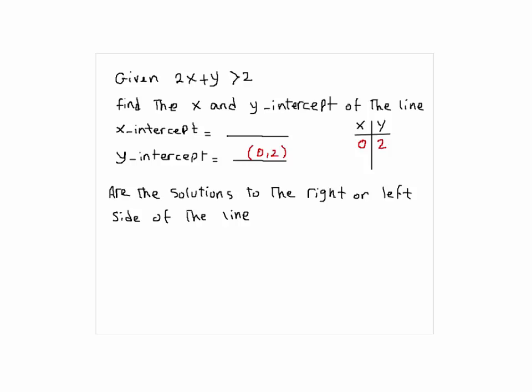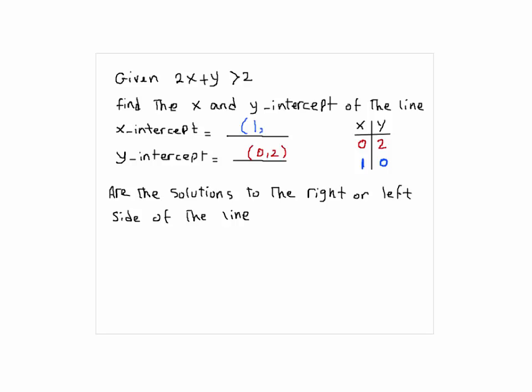Okay. Similarly, if y is equal to 0, we want to know what x is. If y is equal to 0, Eric, you want to try that? If y is equal to 0, what is x? X equals 1. Very good. X equal to 1. So this would be your x-intercept.